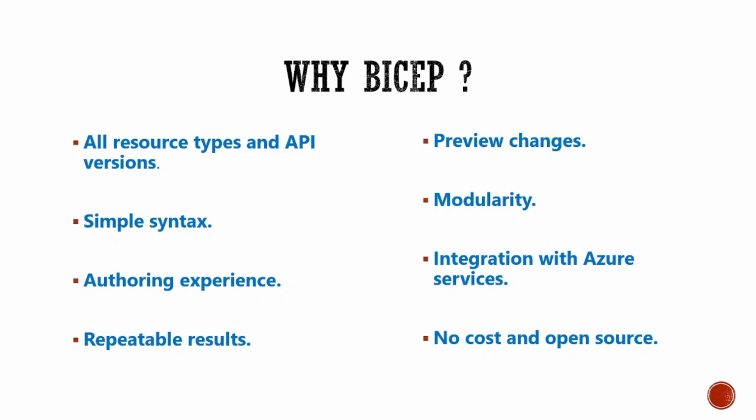Authoring experience, which means you can have considerable help. You need only to install the Bicep extension in your Visual Studio Code, and you're going to have so much help. Repeatable results are provided by offering reusability of scripts. Preview changes. This is very interesting actually. It means that you can anticipate the modifications your code will make by utilizing an operation called What-If.